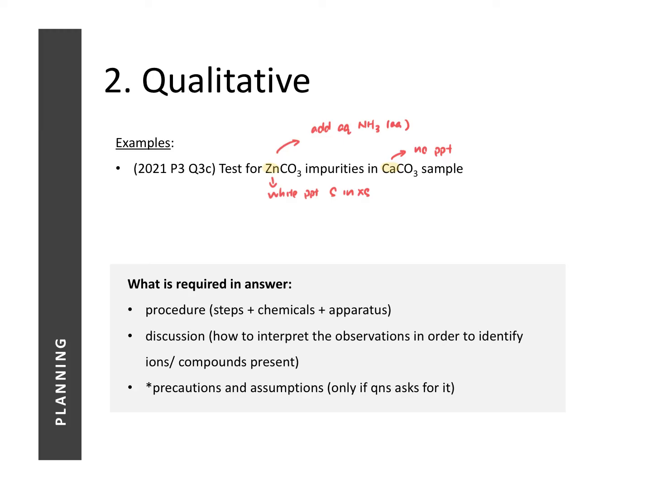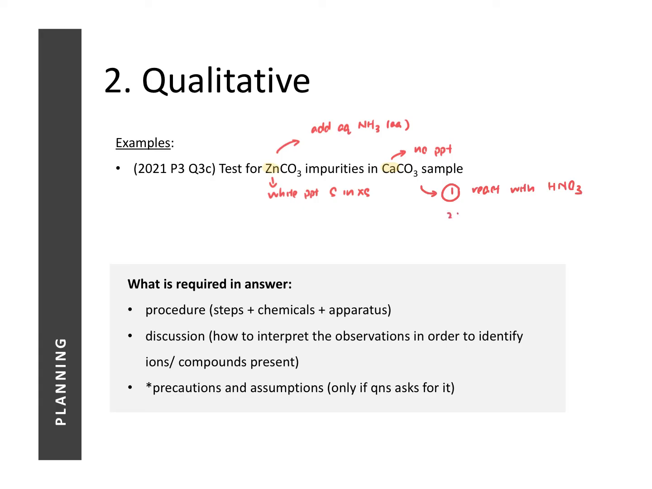So for questions like this, the first thing you need to do is convert your zinc carbonate and calcium carbonate into aqueous solutions. Since the carbonates are insoluble, it means that we need to react the carbonates with something to form a soluble salt. And we have learned in acids and bases that carbonates react with acids, so we can react the carbonates with a suitable acid to turn it into a soluble salt. And the most ideal acid to use would be your nitric acid, because the salt form would be a nitrate and all nitrates are soluble.